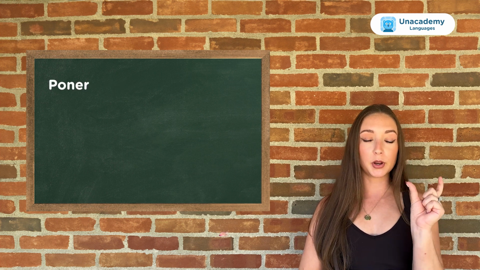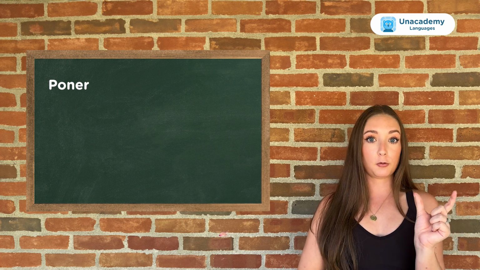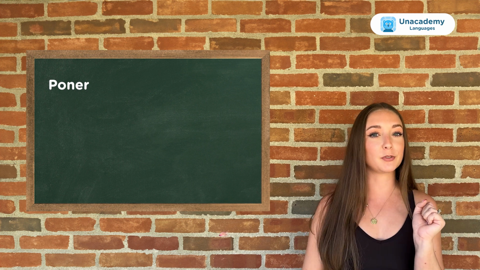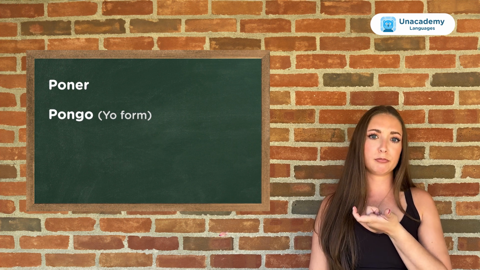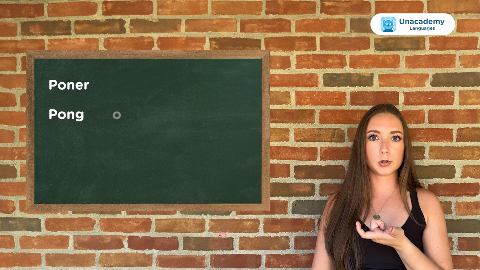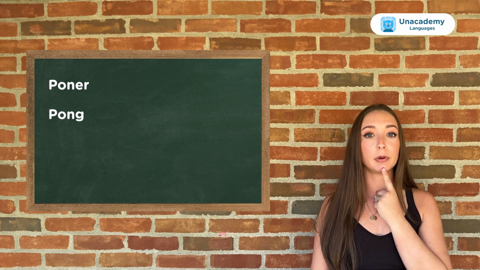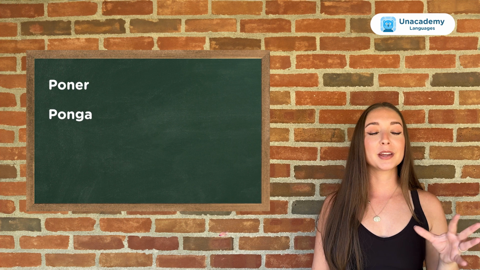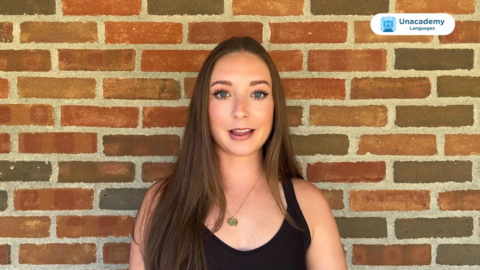So we have the verb poner. We need to conjugate it in its regular present tense yo form. This is so important, especially for this verb. So we're left with pongo, because it's irregular in the yo form. Drop the O, okay, so we're left with pong. Switch the vowel, so it's an ER verb, it's going to be an A. So it would be ponga la mesa. Ponga la mesa. That is how you would form it in the formal usted command.